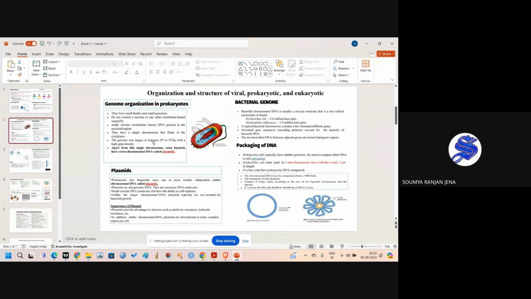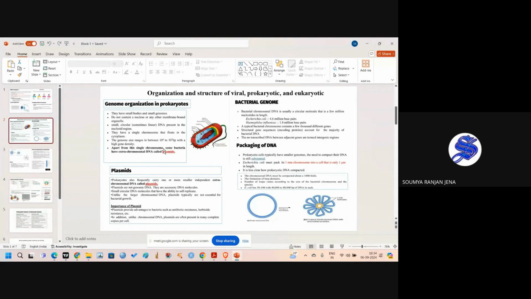The genome size ranges between 10 raised to 4 to 10 raised to 7 base pairs with a high gene density. They have 10 raised to 4 base pairs, and as we know DNA contains 4 bases A, T, G, C, and if we go to the RNA, then RNA contains A, U, G, C. So this genome contains 10 raised to 4 to 10 raised to 7 base pairs with a high gene density. They have high gene content.